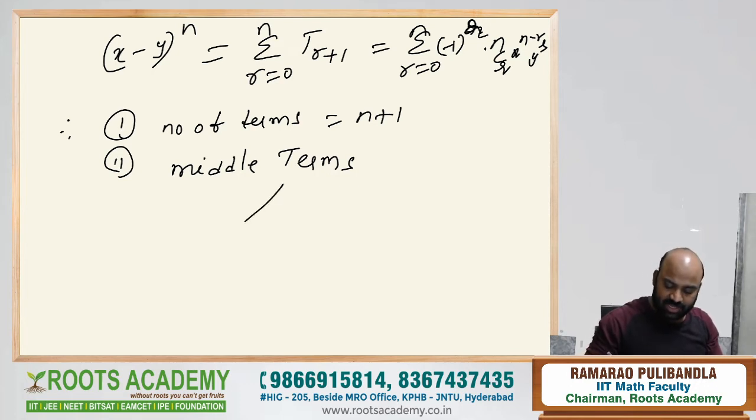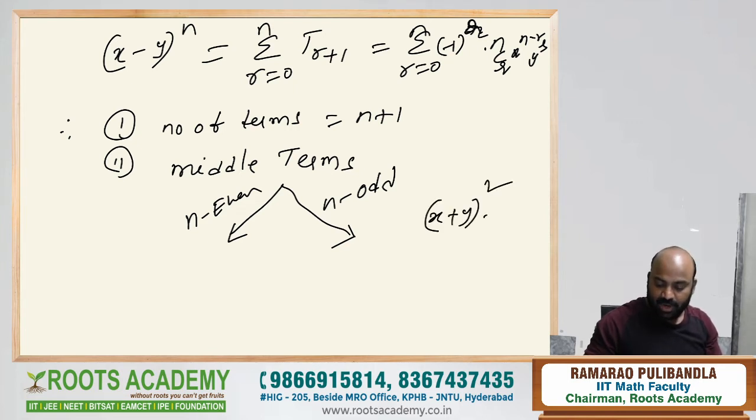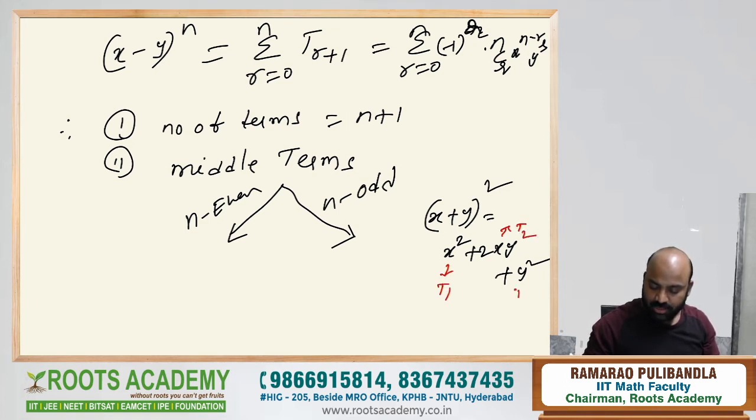The middle terms depend on the value of n, so n is even and n is odd. What will happen when n is even? For example, if I take (x plus y) whole square, here n is even, and what we get is x square plus 2xy plus y square. How many terms do we have here? Term 1, term 2 and term 3. So term 2 is called the middle term. When I have an even power, I'll get only one middle term, that is T2.